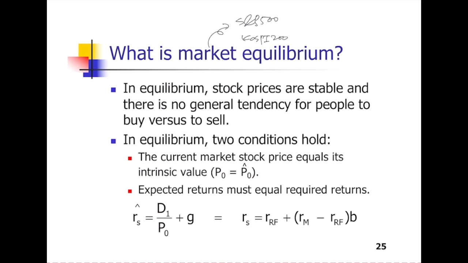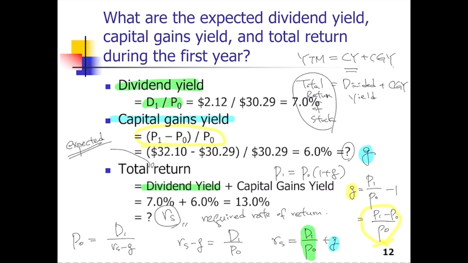The current market stock price, that is here, right, should be the same as its intrinsic value, P0 hat. And one more condition: expected return here must be equal to required return. You already know this equation, right? So in the market equilibrium, the expected total return is the same as the required rate of return. So we can take a hat here. It means expected total return.